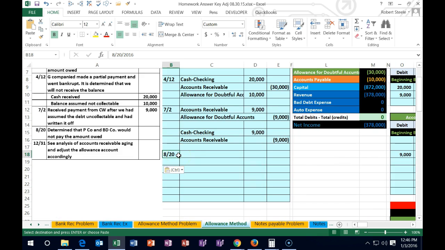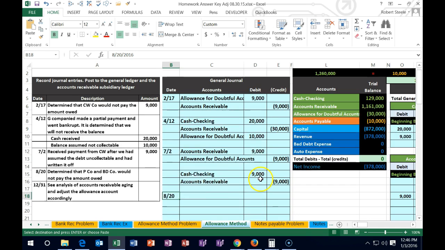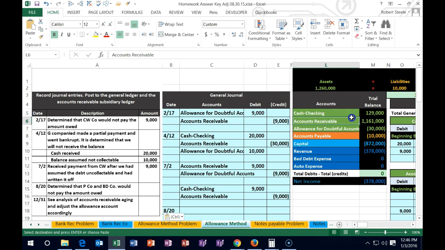Next activity on 820 over here says that we determined that P company and BD company would not pay the amount owed. All right, so we have 2 more companies that we're determining that we are not going to receive the funds from. So we're basically saying the receivable related to those 2 companies is not going to be paid. Therefore, cash is not affected because we're not going to get the money for it. And we're going to have to take this receivable down.